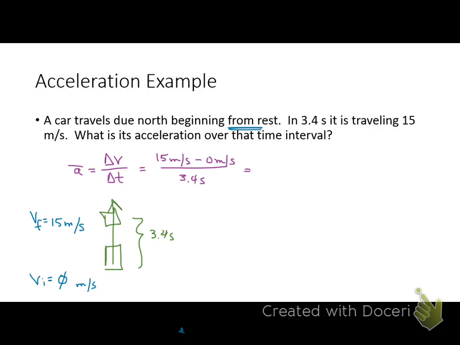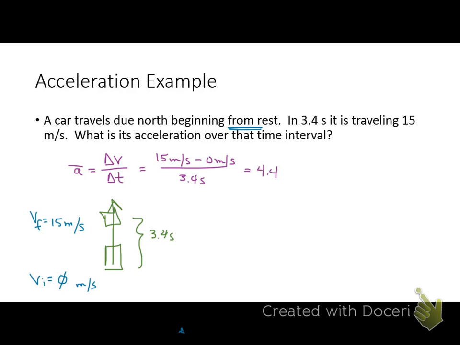This one's not too bad. We're going to go with 2 digits when we write it down. So 15 divided by 3.4, with 2 digits, I got 4.4. Is that what you guys got?